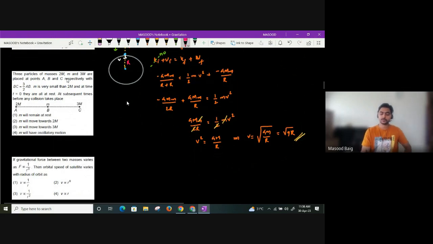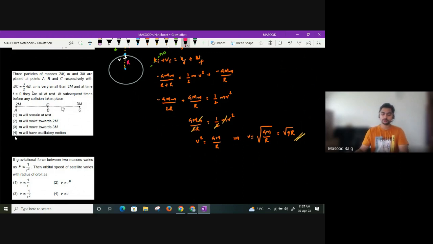Three particles of mass 2m, small m and 3m are placed at points A, B and C respectively. BC is given as 3 by 2 times AB. Okay, m is very small compared to 2m, and at time t equal to 0, they are all at rest. At subsequent times before any collision takes place, what is going to happen? They are talking about the motion of small m, guys.